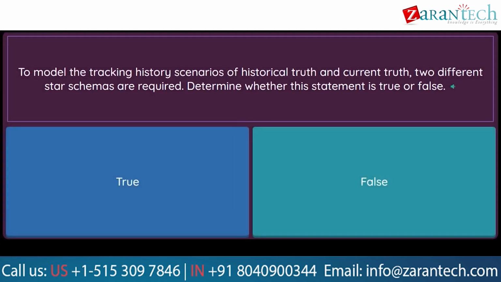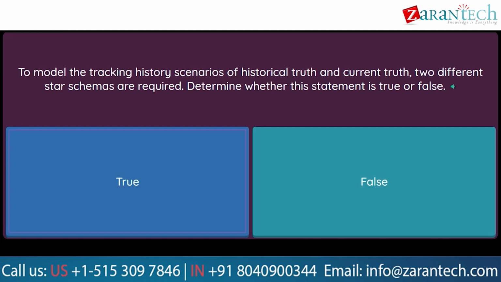Question: to model the tracking history scenarios of historical truth and current truth, 2 different star schemas are required. Determine whether the statement is true or false. Option 1, true. Option 2, false.